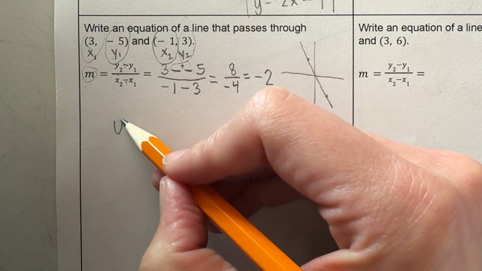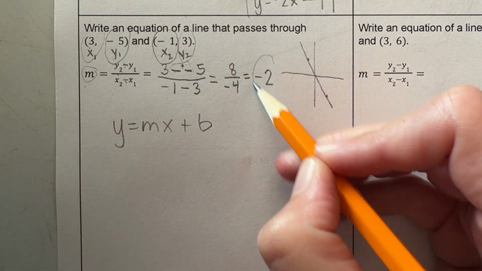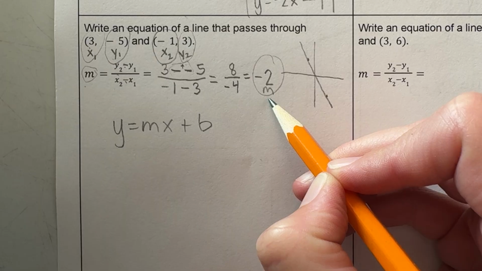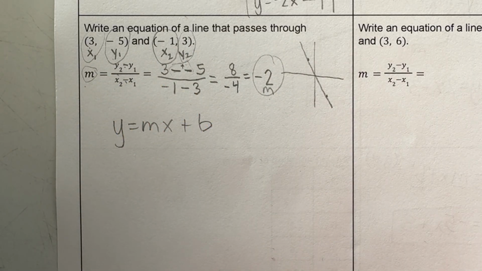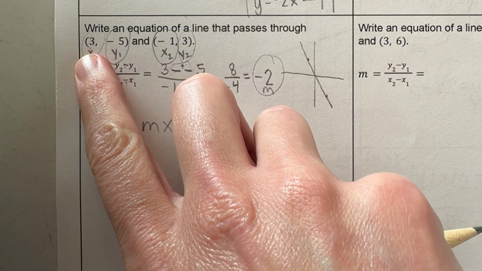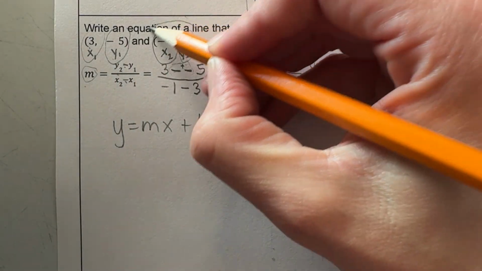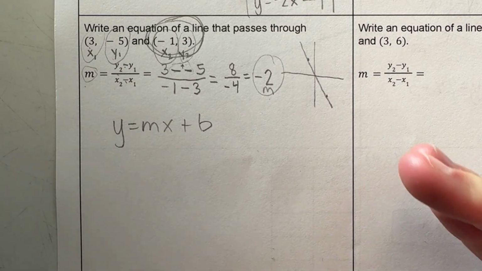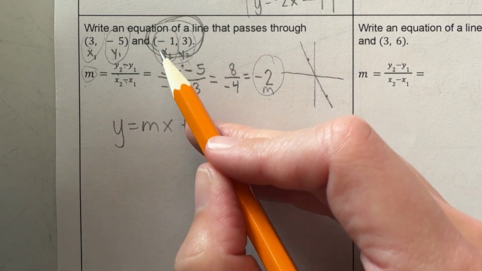And so now I'm going to go ahead and use the strategy that I just used for the previous problem. I'm going to plug in my slope. And then I'm just going to choose one of these points. It does not matter which one, but what you can't do is use this x and this y. You have to just choose one point. So I'm going to choose this point. You could choose this point if you want. You'll get the same answer, but I'm going to just choose one, and I'm choosing this one.